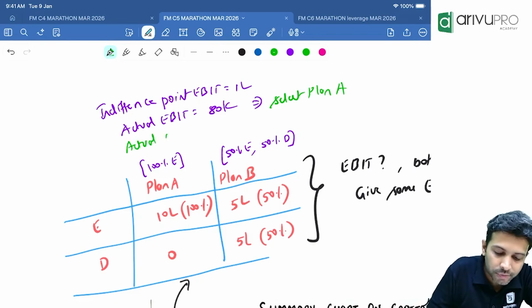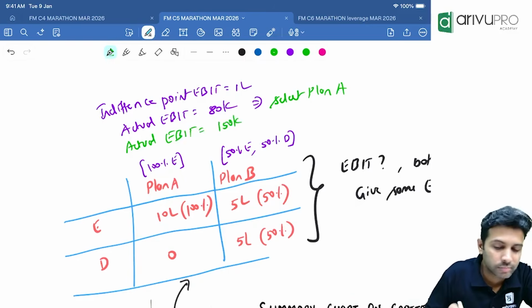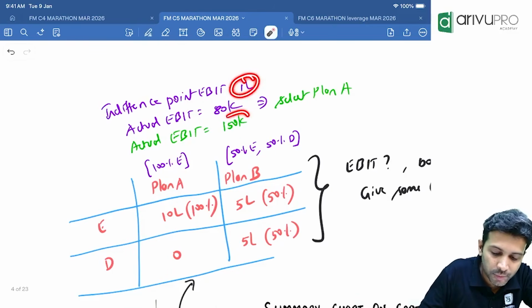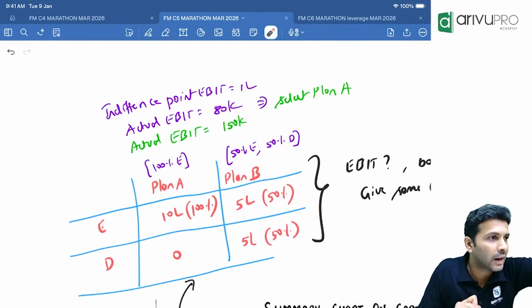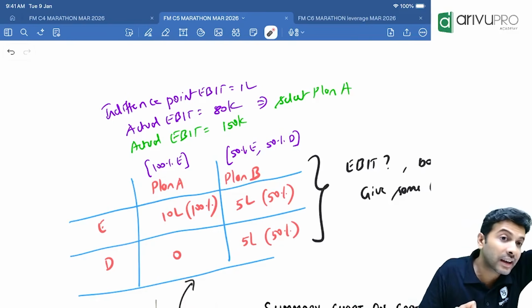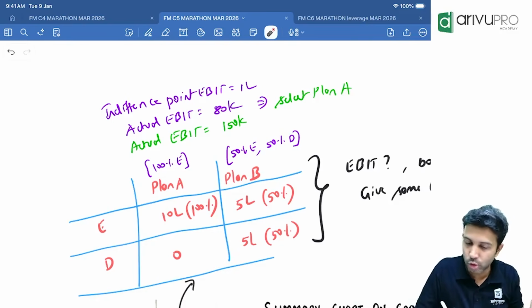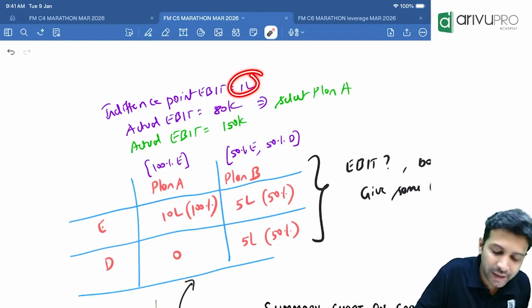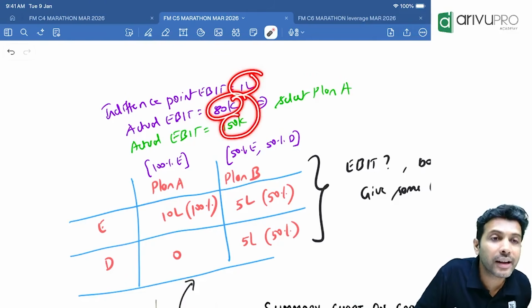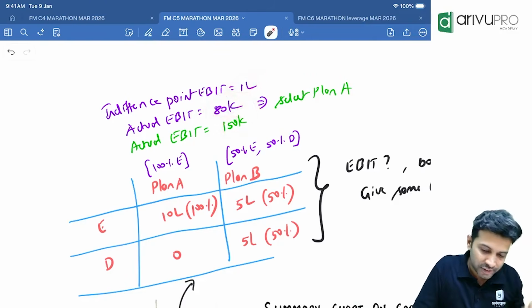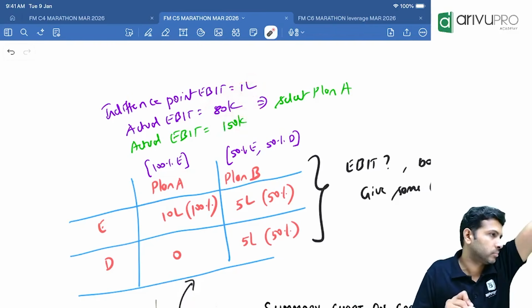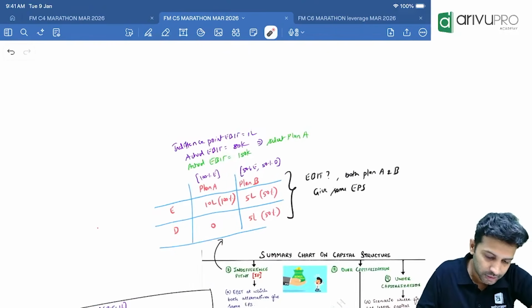Now can we take the other scenario? Sir, what if the actual project's EBIT is 1,50,000? Again tell me, what is the difference between 1 lakh and 150? 1 lakh is the benchmark, the ideal number. But when you do a particular project, you may get an ideal number, or you may get lesser than ideal, or you may get more than ideal. That means now you are below the indifference point or above? You are above the indifference point.